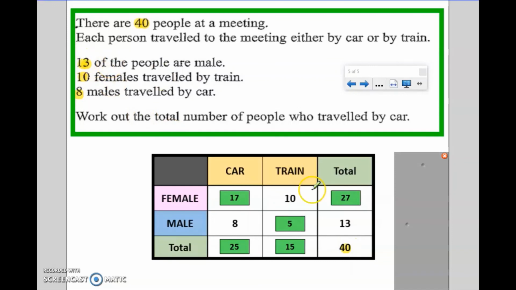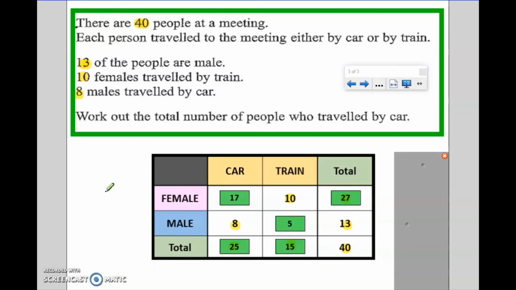If 13 people are male, that's also telling me that 27 must be female, because I know the total is 40. If 10 females travel by train, and I now know that my female total is 27, those that travel by car must be 17. Again, I'm just making sure these lines, rows and columns add up to each other. If 8 males travel by car, and there are 13 males altogether, then 5 males must travel by train, and then we can go ahead and work out the following totals as well.